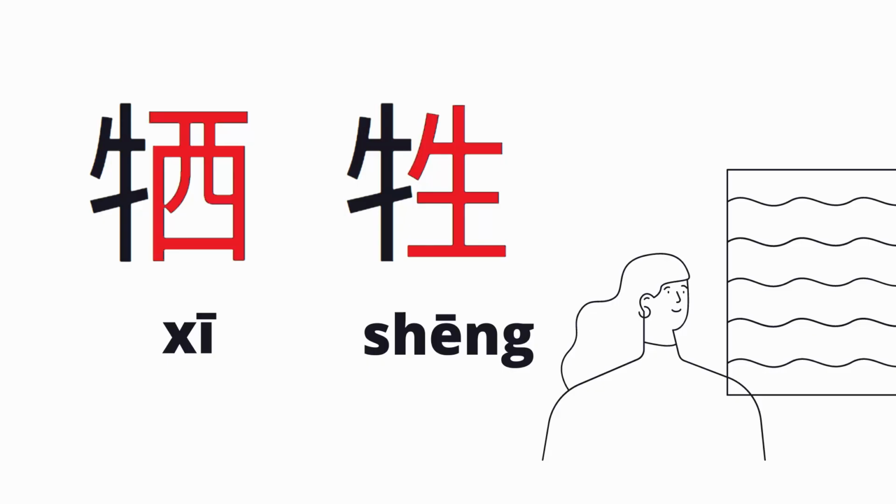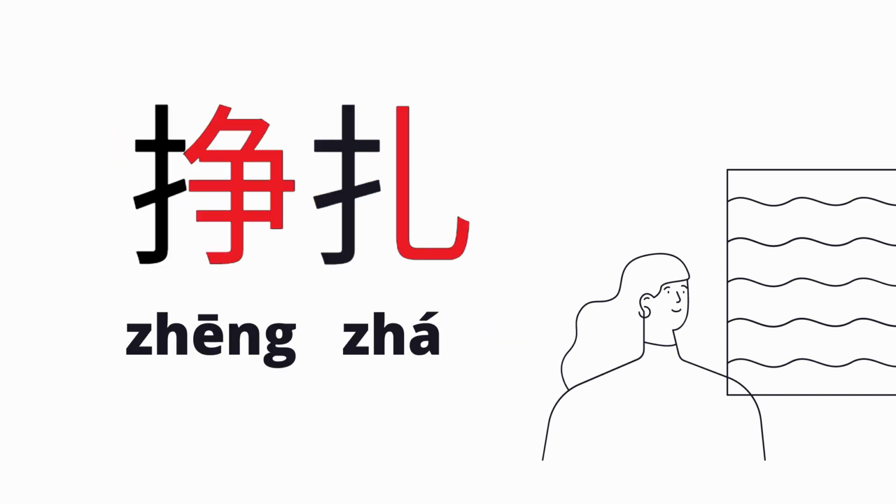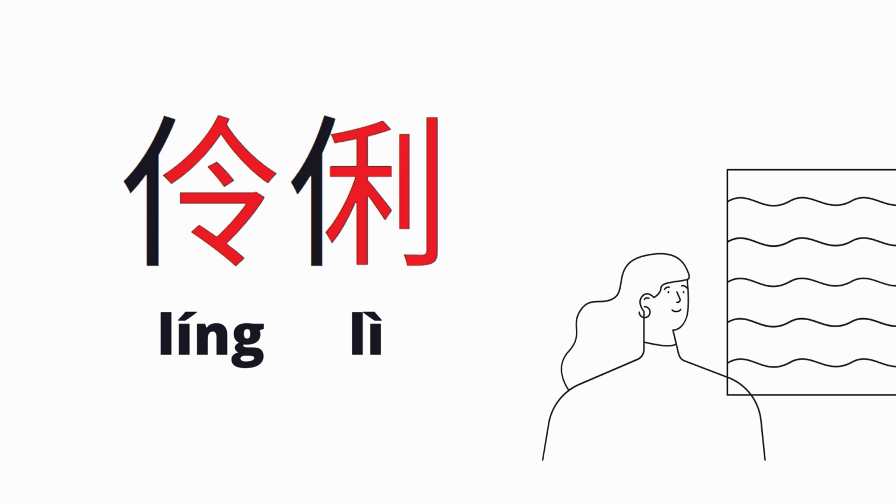So in these words, we are really taking the phonetic component of the different characters. Xi, sheng, zheng, zha, ling, li. Note that sometimes the phonetic component remains, however, the tone may be different.